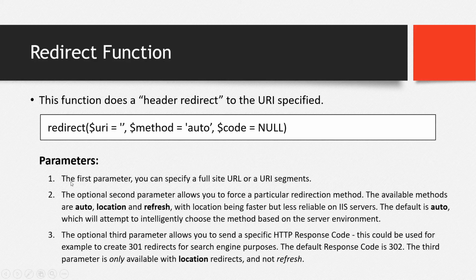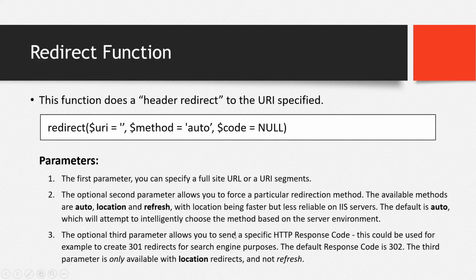Okay, so we have here an explanation for the parameters. So the first parameter, you can specify a full site URL or URI segments. The optional second parameter allows you to force a particular redirection method. The available methods are auto, location, and refresh, with location being faster but less reliable on IIS servers. The default is auto, which will attempt to intelligently choose the method based on the server environment.